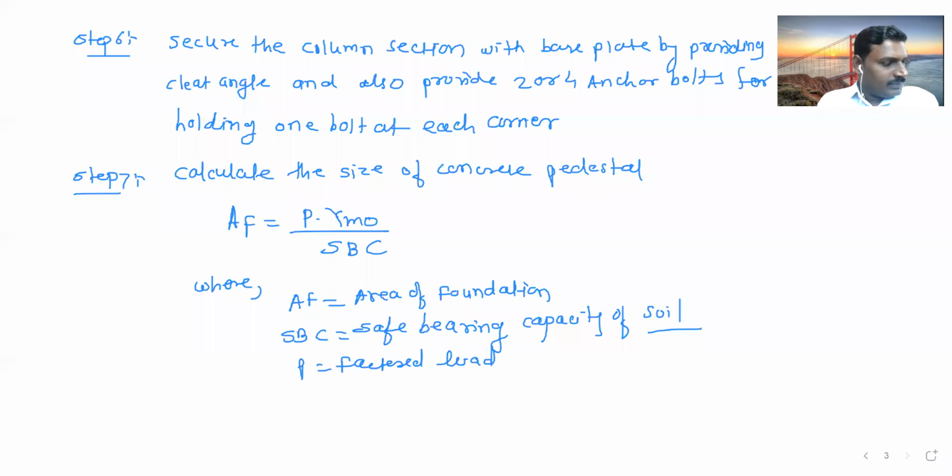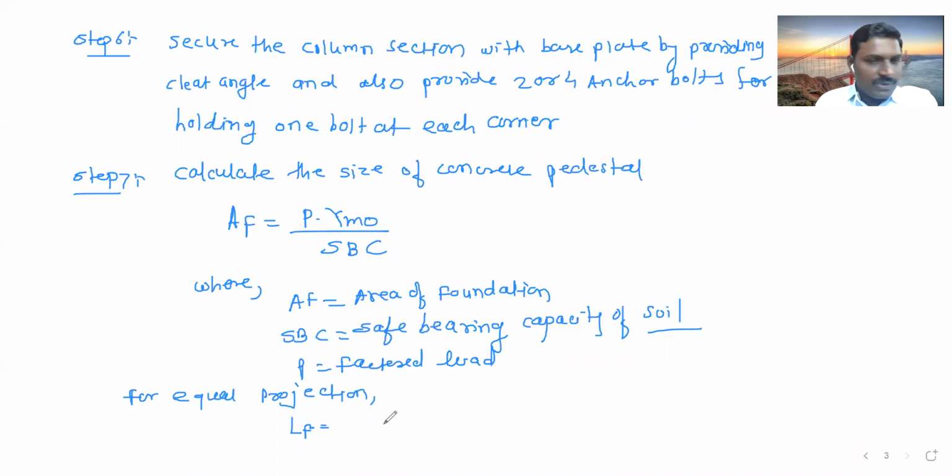So now, how to calculate? For equal projection, LF. What is LF? Length of foundation. Like LP, length of plate, and BP, width of plate, we saw, similarly LF. Area of foundation we got. Now we have to calculate length and width.